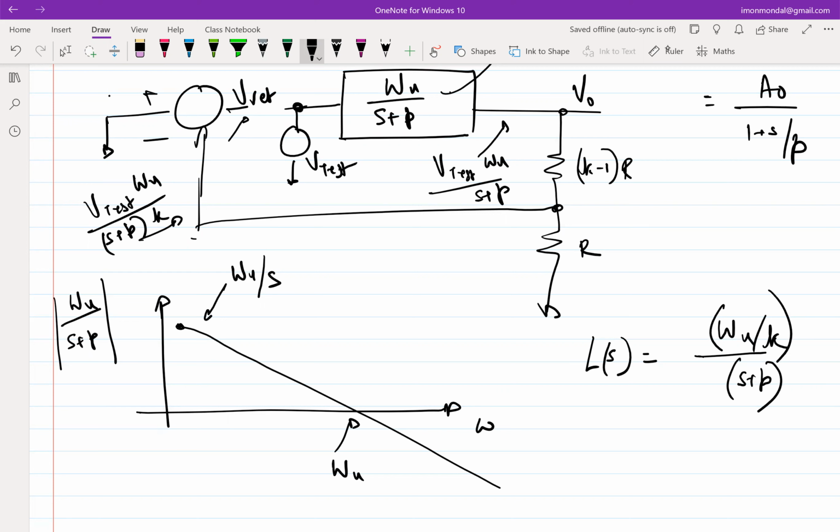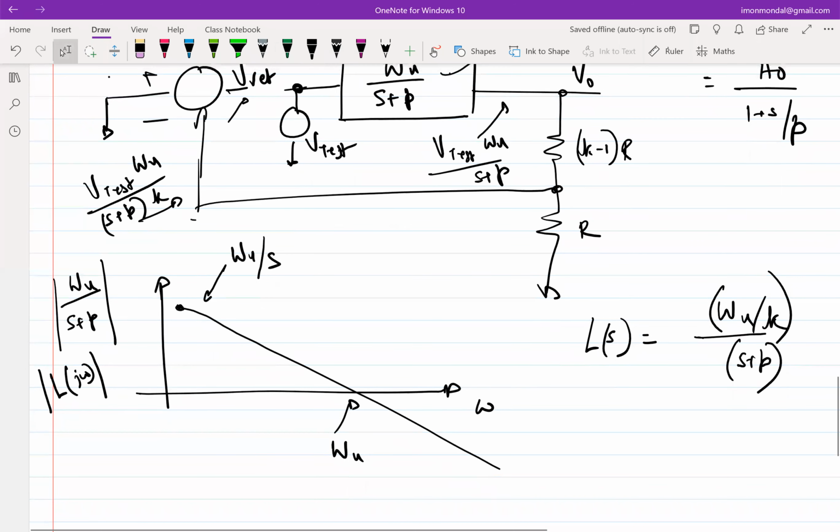I will always try to keep this omega u by k term together because it keeps on appearing everywhere. Okay. So now if I plot mod of L of j omega, rather than L of s, what should I see in an ideal case, when p is 0? When p equals 0, what should L of s be with respect to the first plot? It will be on top of it, moving to the right or to the left? Since K is more than 1, it should go to the left, right? So the entire thing will shift to the left.